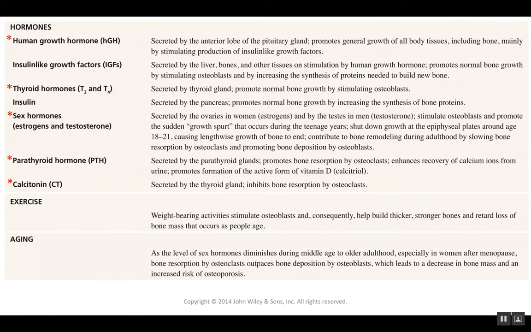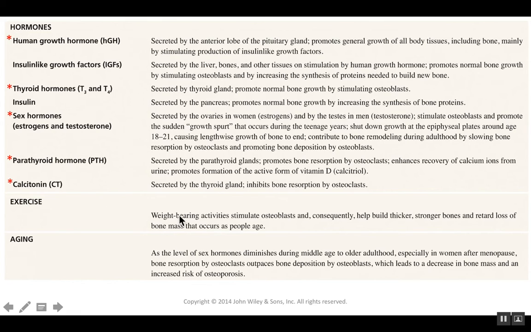Calcitonin we mentioned already. Remember, these two are antagonistic hormones, meaning they do opposite things. Parathyroid hormone is going to help elevate calcium levels in the bloodstream, whereas calcitonin helps lower calcium levels in the bloodstream. And then finally, there are some other things like exercise.